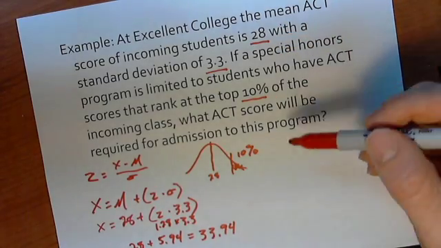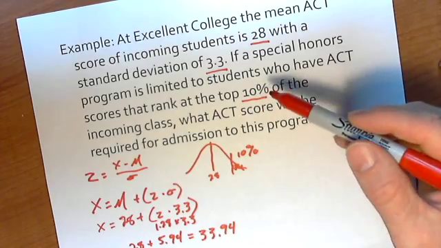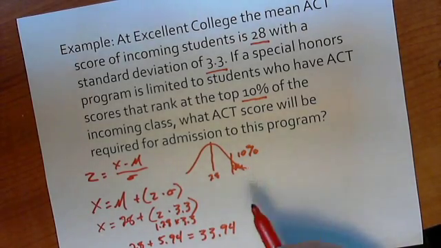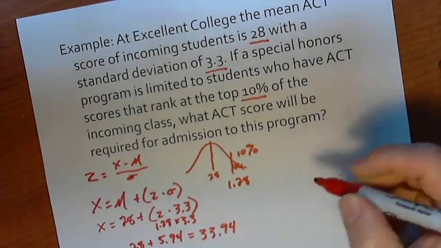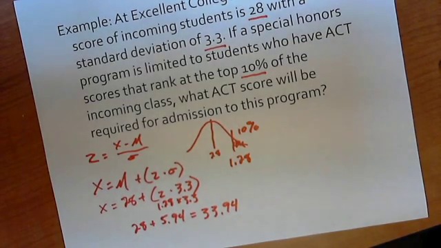So the key here was they gave us that percentage, and it was the top 10%. So we had to find the z-score that corresponded to that, and we did, and that z-score was 1.28. And then that's what we put into the formula to solve for x and get our cutoff score. I hope that helps for your homework problem that you have.